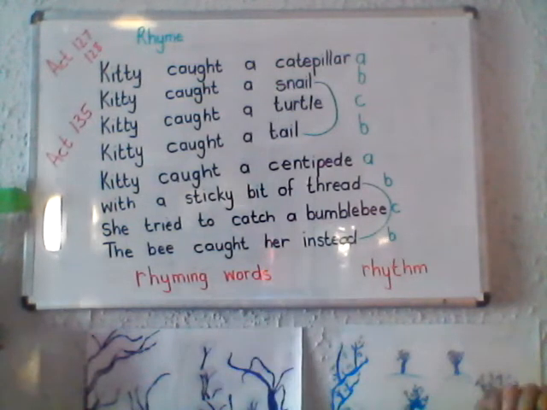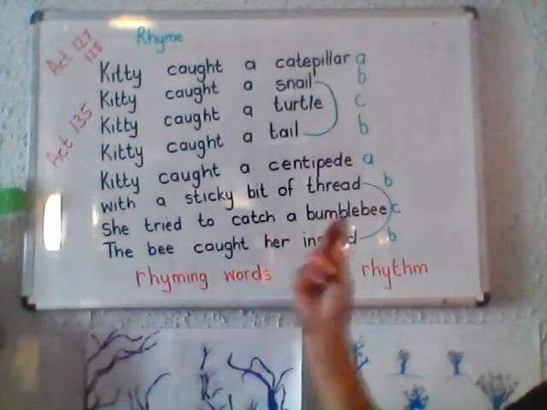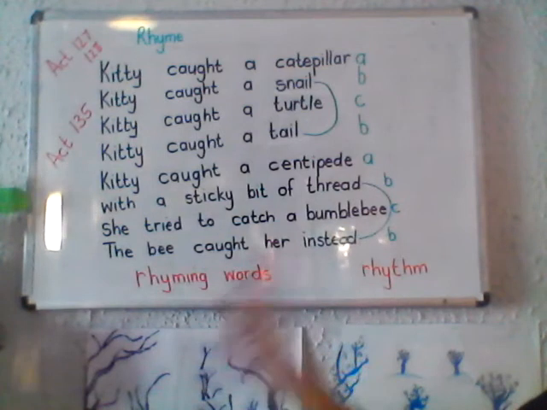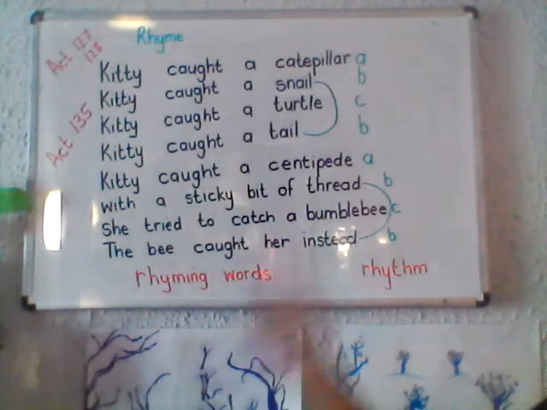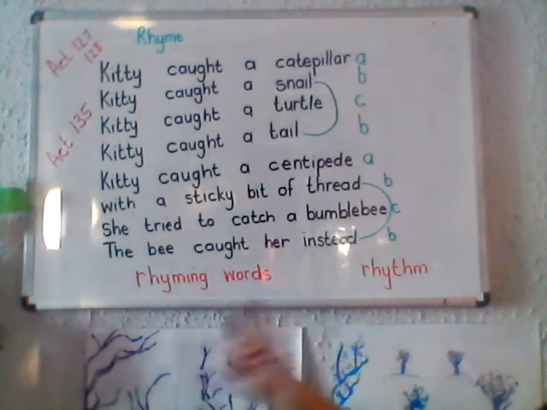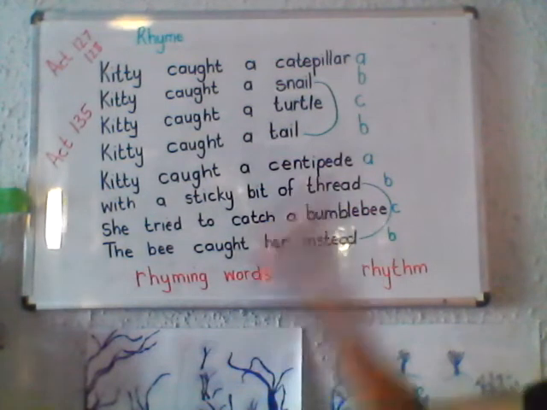Kitty. Let's start again. Kitty caught a caterpillar. Kitty caught a snail. Kitty caught a turtle. Kitty caught a tail. Kitty caught a centipede with a sticky bit of thread. She tried to catch a bumblebee. The bee caught her instead.